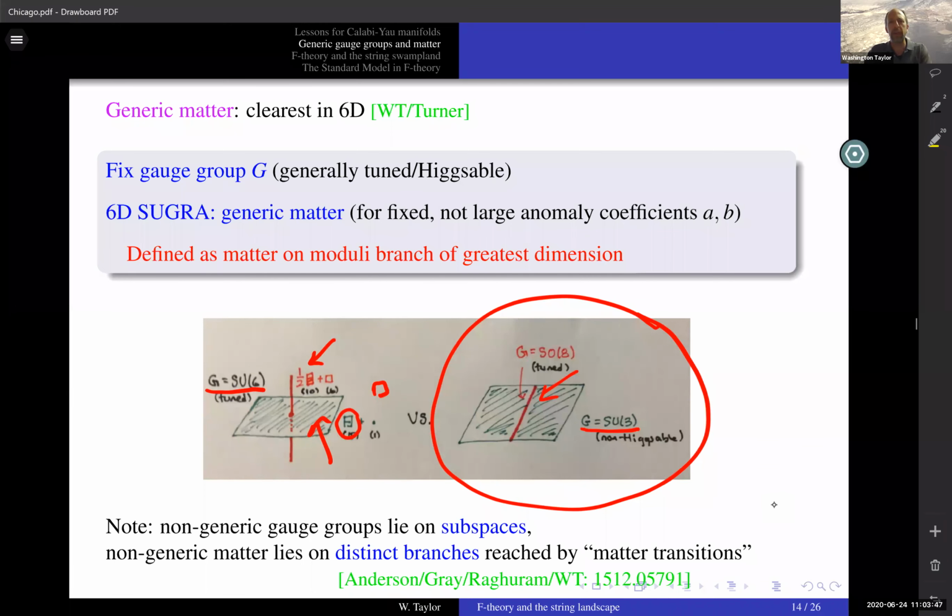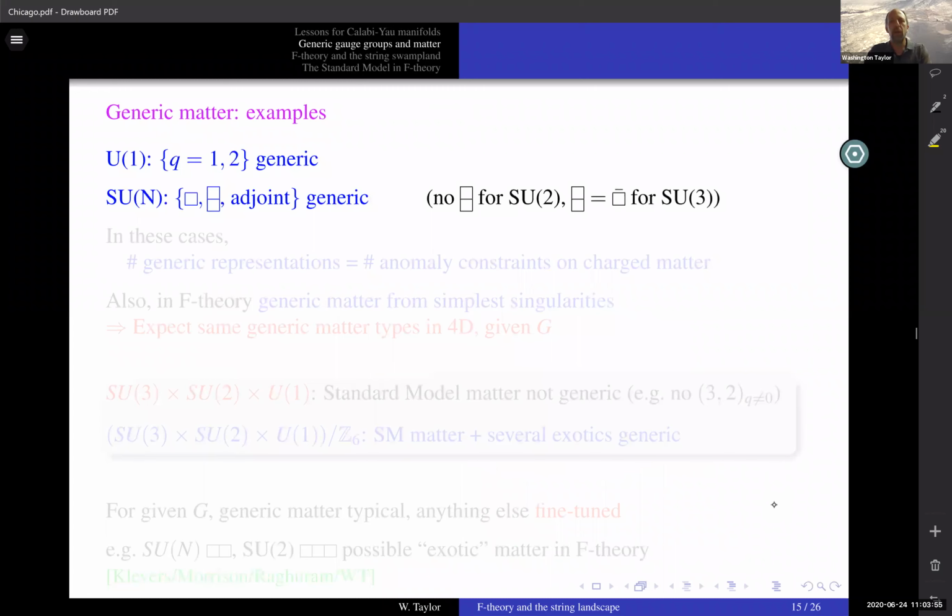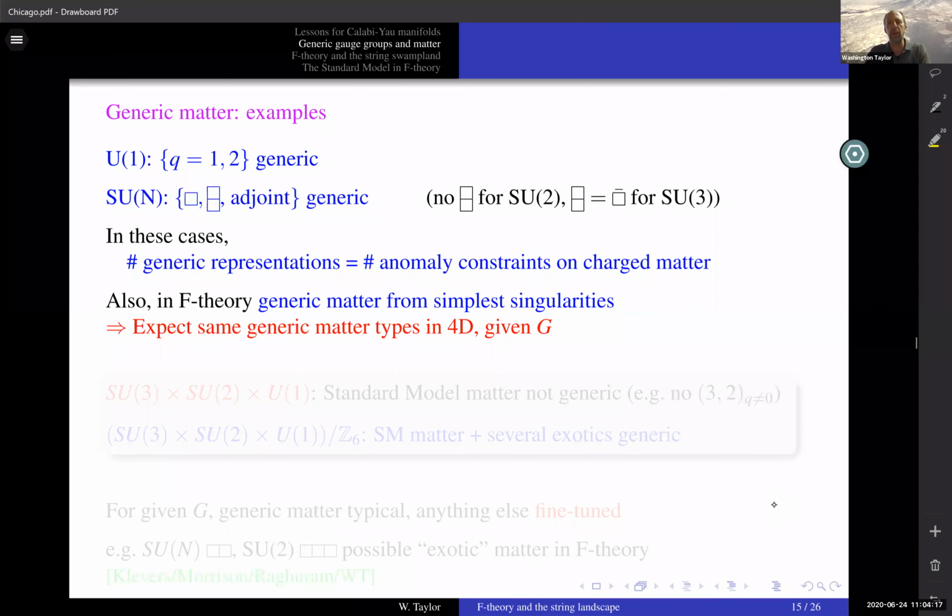Just a couple of quick examples. For U1, the generic matter types are charge 1 and 2. Anything else is non-generic. For SUN, fundamental, antisymmetric, and adjoint are generic. There's no antisymmetric for SU2, and the antisymmetric is the same as the anti-fundamental for SU3. So for those, we just have the fundamental and the adjoint. In many cases, in all the simplest cases, the number of generic matter fields is the same as the number of anomaly constraints. And so in some sense, if you fix the anomaly coefficients, there's a unique solution for generic matter.